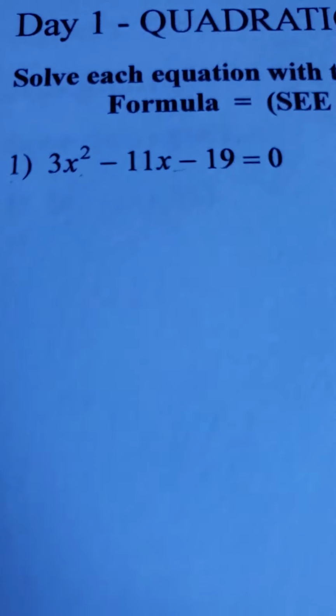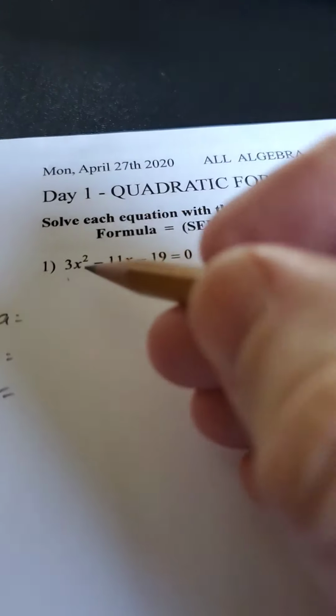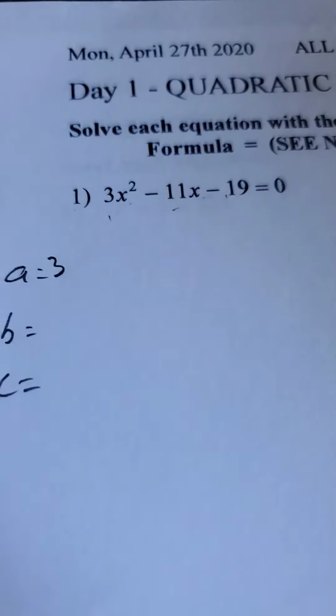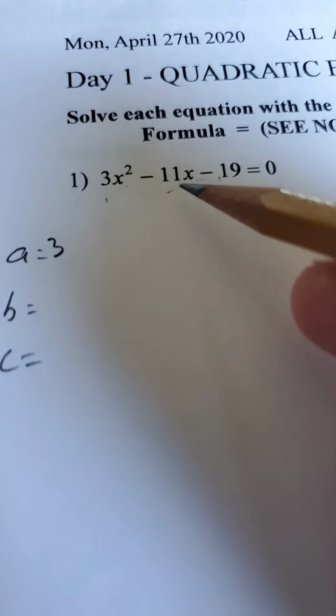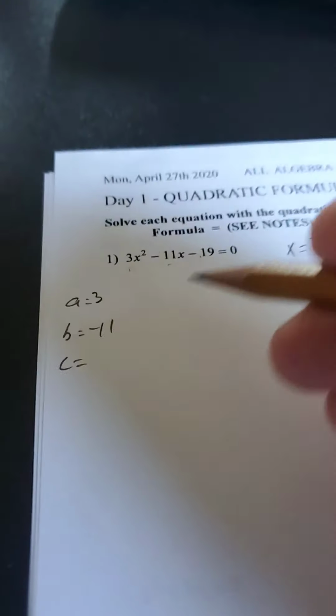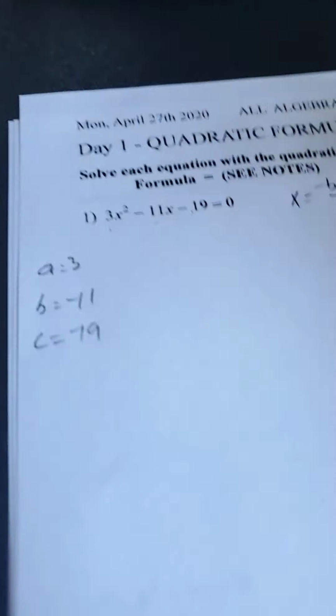First, you get A, B, and C from the formula. Remember, A is the number being multiplied by the x squared, so A is 3. B is the number being multiplied by the x, so it's negative 11. C is the constant by itself, or negative 19. Now I'm going to take these numbers and plug them into this formula.